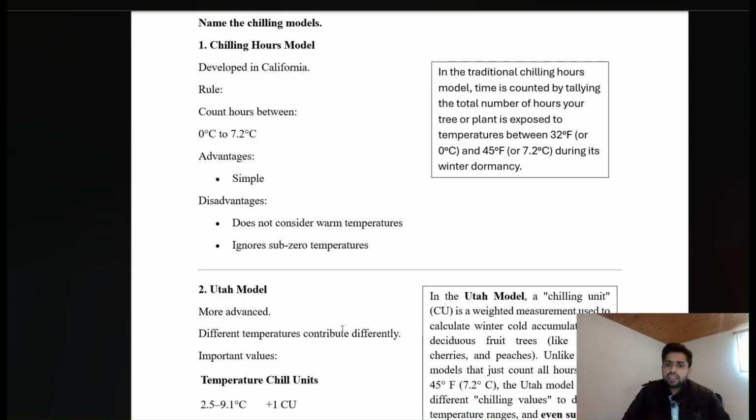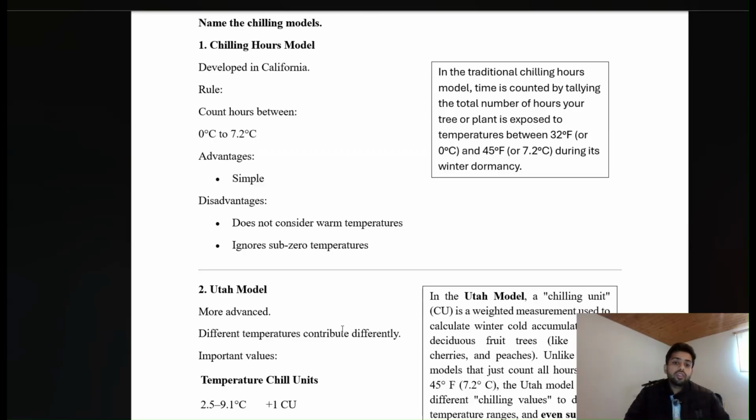This is very famous and very traditional, in which time is counted by telling the total number of hours your tree or plant is exposed to a temperature between 0 to 7 degrees Celsius during winter dormancy. As I said, chilling temperature is always 0 to 7.2 degrees Celsius. So how can you test whether your plant is getting enough chilling requirement? By just counting the hours it spends in this temperature range.